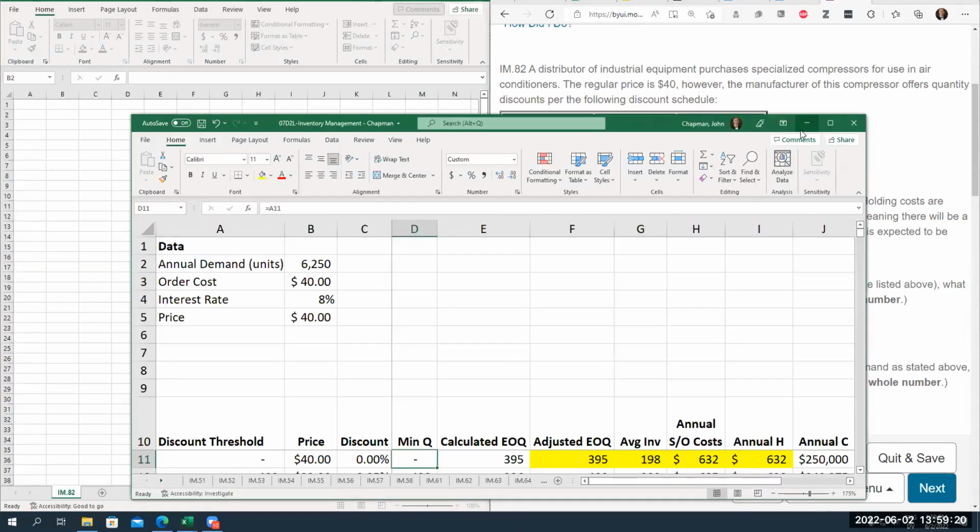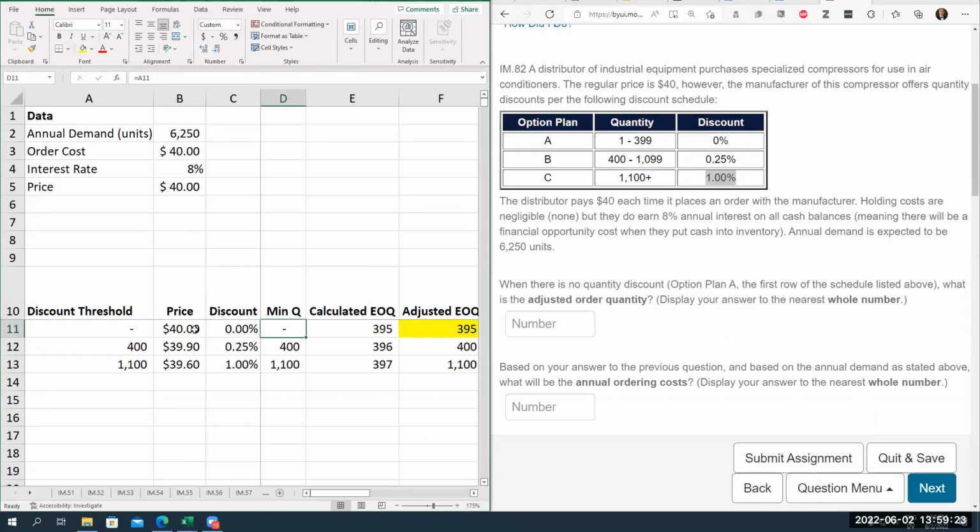Let me enable editing. Whoops, there we go. So I'm just taking what the price is, multiplying it by this discount here to change my price based on these quantities. So for 400 and above to 1,100, the price is $39.90 because of that discount. For this last one, 1,100, the price is $39.60. And there's my equation, right? I'm just taking the price times 1 minus this discount. And that's going to be my price for this discount of 1,100 or more. Sound good, Doug? Okay, good.